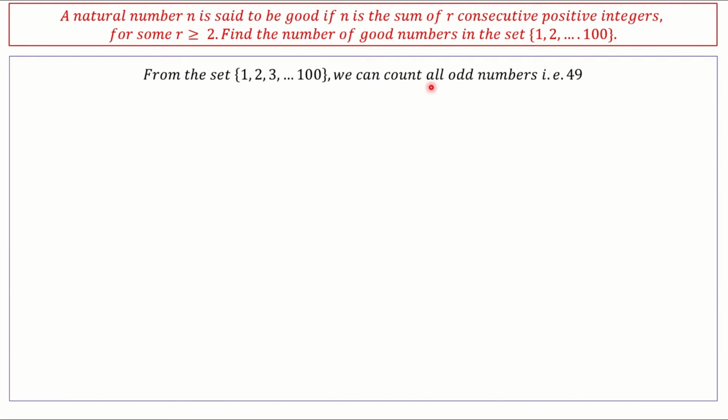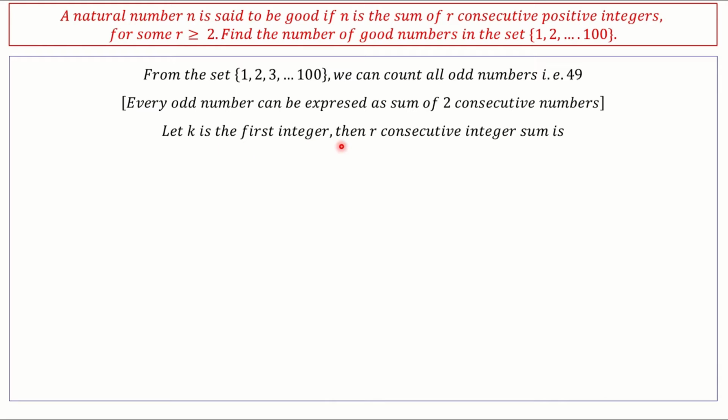From this set, we can count all the odd numbers. Why can we count all the odd numbers? Because every odd number can be expressed as sum of two consecutive numbers. You take 5, 5 can be expressed as 2 plus 3. You take 13, it can be expressed as 6 plus 7. So every odd number can be expressed as two consecutive integers, right? That means you have 49 odd numbers in this. So you take all the 49, they're all part of the solution set. Okay, 49 now.